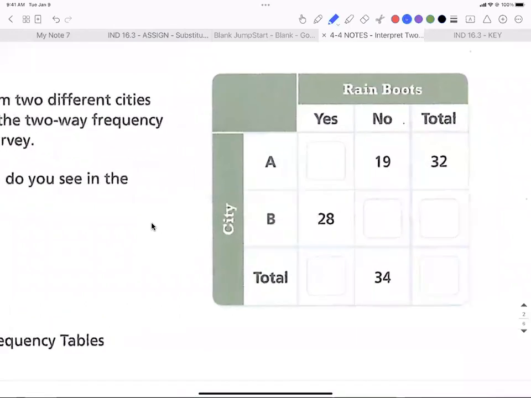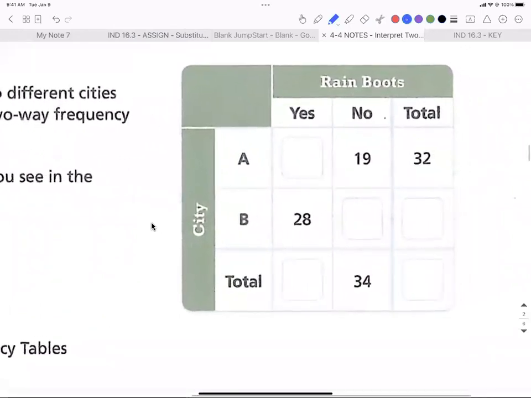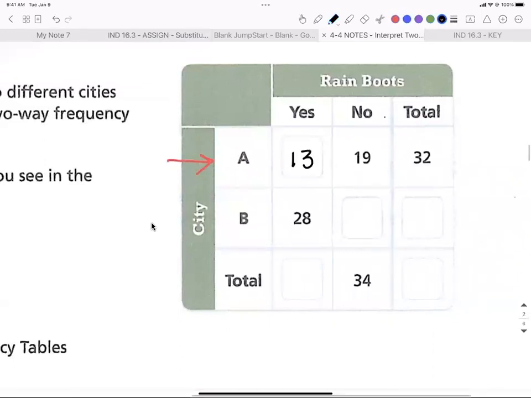So looking at this based on the information that we have, we know the total right here of row A is 32, right? And we know that 19 of those are no's. So can we find the number of yeses? Okay, so everybody should have a calculator, because we're going to go around the room. Everybody's going to participate. What is the total number of yeses for city A? Aiden? 13. And you get that by subtracting 32 minus 19 gives you 13. So 13 yeses, 19 no's. The total for city A is 32.